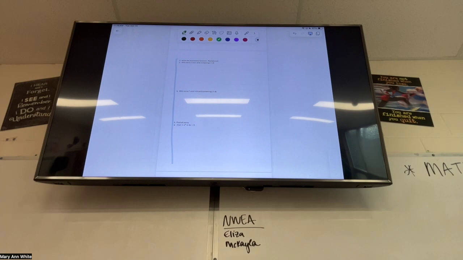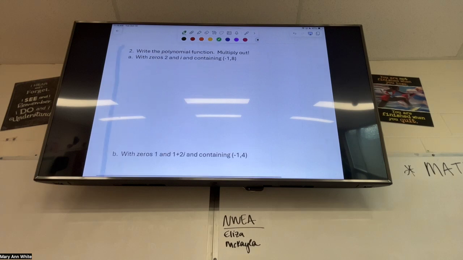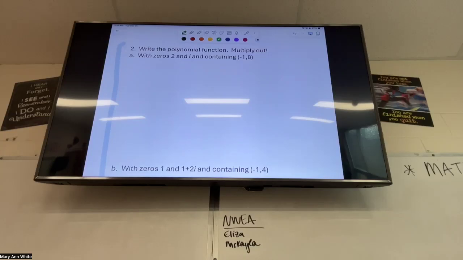We'll do 2A to start. 2A and B are the same type of problem. 3A is like what we were just doing, but I'm going to see if you can try and remember some of that on your own in a moment. These say write the polynomial function multiply out. And this one has zeros of 2 and i, and it contains the point -1, 8.